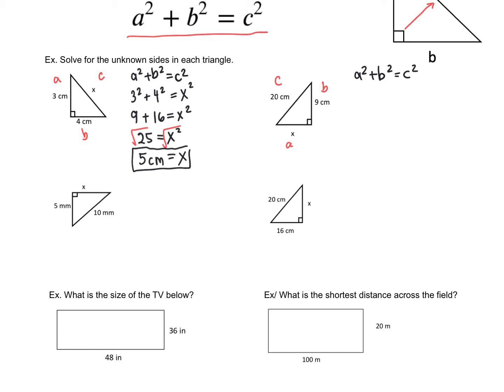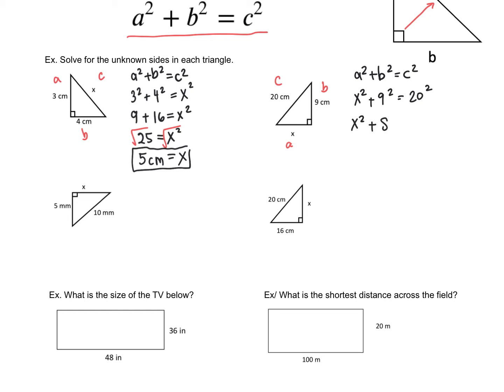So instead of A, I'm going to put x. Now our x is actually on the other side of the equal sign. Instead of B, I'll write 9 squared, and instead of C, I'll write 20 squared. Now you have a few options here. Because we are trying to isolate x, we can bring the 9 squared to the other side right now, or we can do a little bit of cleaning up with those exponents first. Your choice. I'm just going to clean up my exponents.